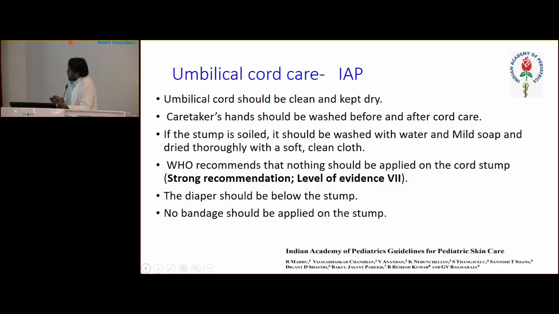The umbilical cord should be kept clean and dry. The caretaker's hands should be washed. The stump, if it's soiled, should be cleaned with mild soap and dried with a soft, clean cloth. Nothing should be applied over the cord stump. The diaper should be below the stump, and no bandage should be applied.